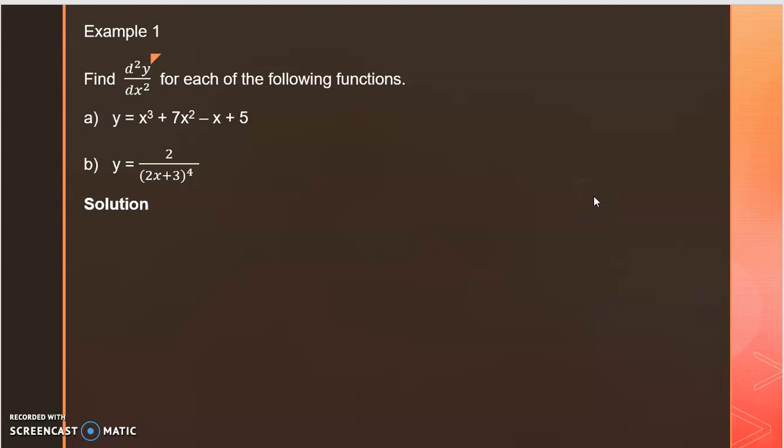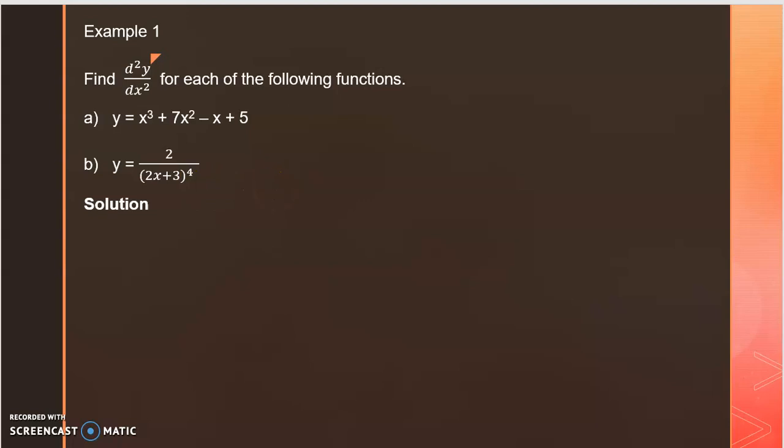Now, we look at the first example of second derivative. Find the second derivative of y with respect to x for each of the following functions. A, y is equal to x cubed plus 7x squared minus x plus 5. And B, y is equal to 2 over (2x plus 3) to the power of 4.